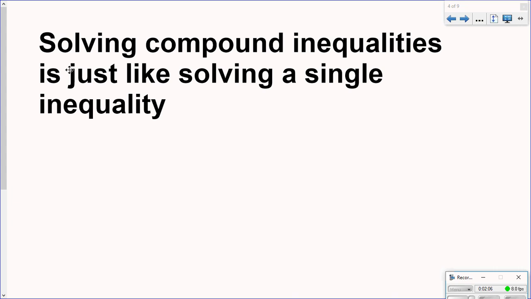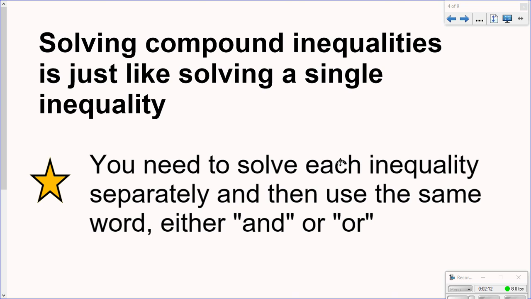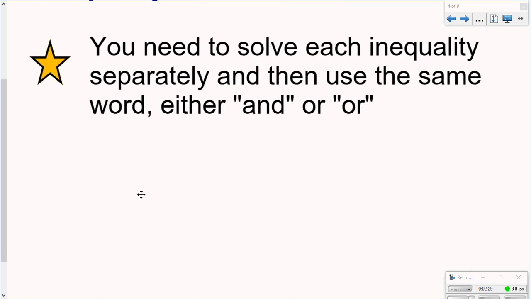Solving compound inequalities is just like solving a single inequality. Okay? You need to solve each inequality, that's the word you should write down, separately, and then use the same word in the answer, either and or or. Sorry, this isn't really matching up to your notes very well, but make it work.